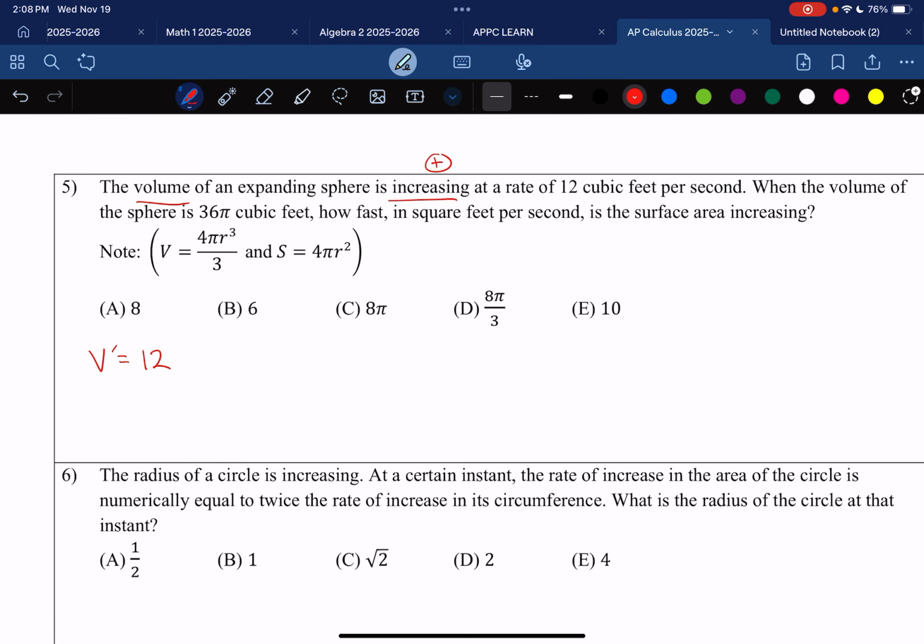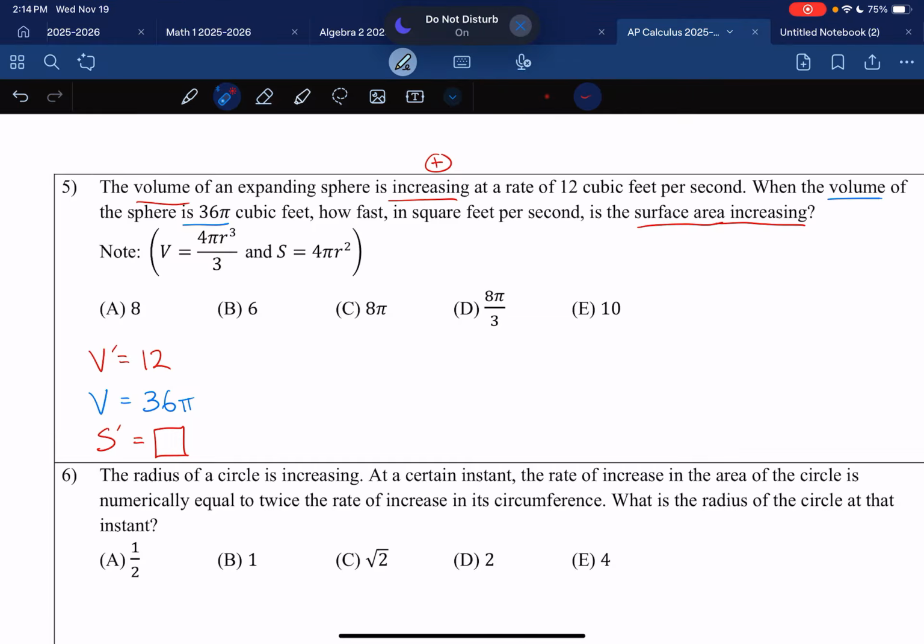What other information is given to me? Maybe we can do this in a different color. It says that the volume is 36 pi, therefore volume without a prime is just 36 pi. And from there, I need to ask the question, how fast is the surface area increasing? Therefore, it's talking about surface area prime is equal to box. That's what I'm trying to solve for. Because I see that I'm given V prime and S prime, I know that I'm going to be taking the derivative of V and the derivative of S, since those both show up in my problem. Let's go ahead and get that out of the way right now.